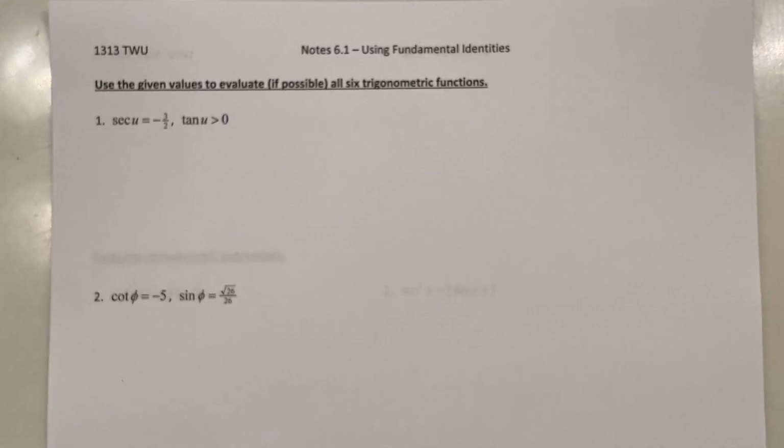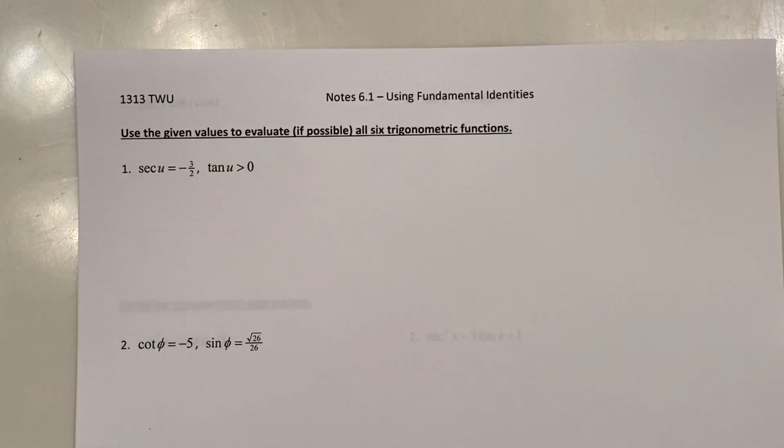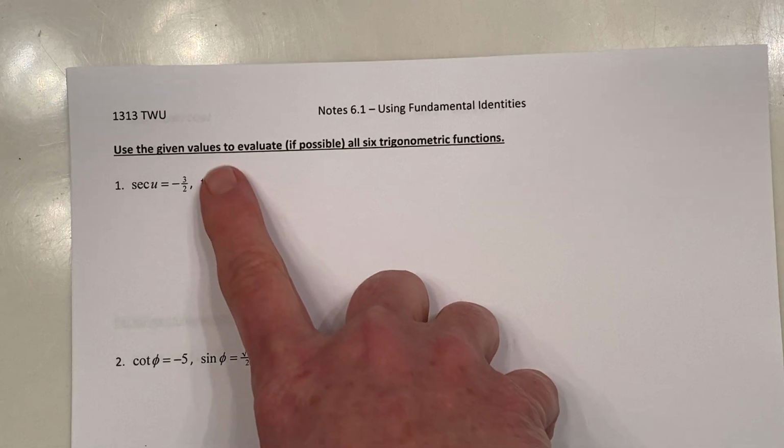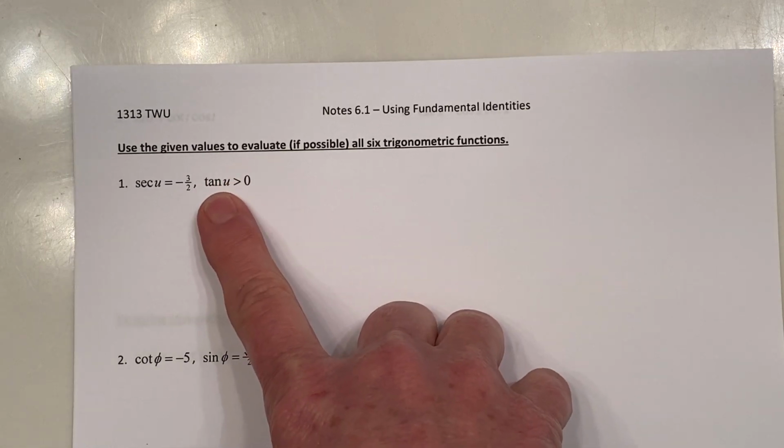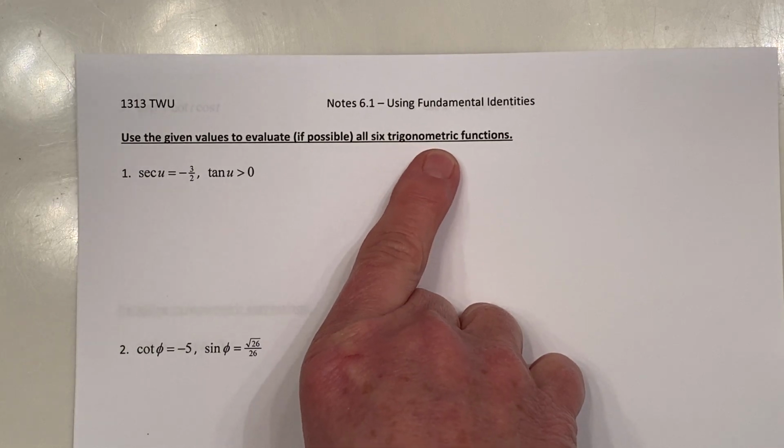All right, let's take a look at using fundamental identities. On this first page, if you look at the first three problems, we all have the same objective. We want to use the given trigonometric values to evaluate, if possible, all remaining trig functions.